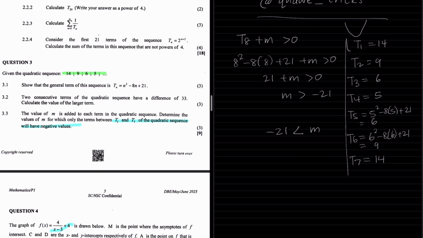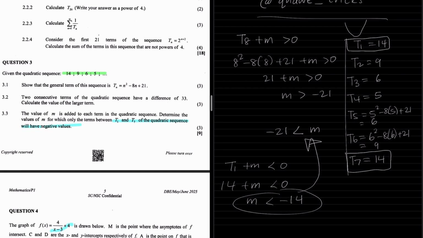And so we focus on t1 or t7 because they represent the highest value in that range. So we can say that t1 plus m must be less than 0. We know what t1 is, so let's simplify it: 14 plus m must be less than 0. That means m must be less than minus 14. Now we can join this with the previous restriction, and so our new solution is that m must be between minus 21 and minus 14.